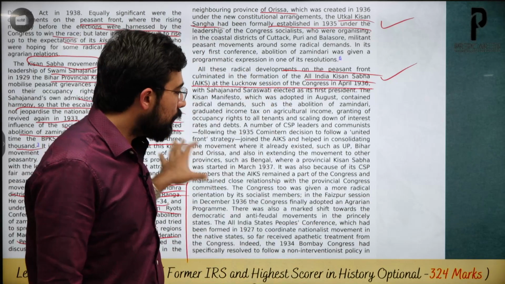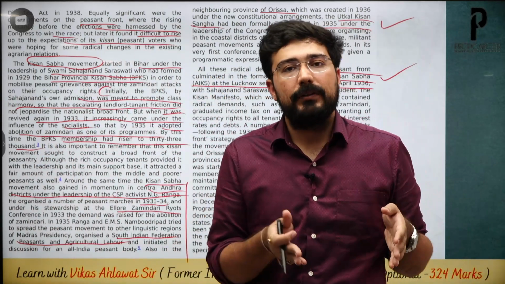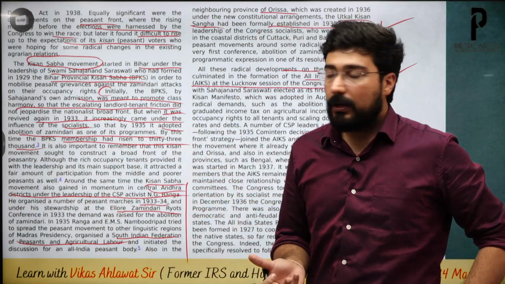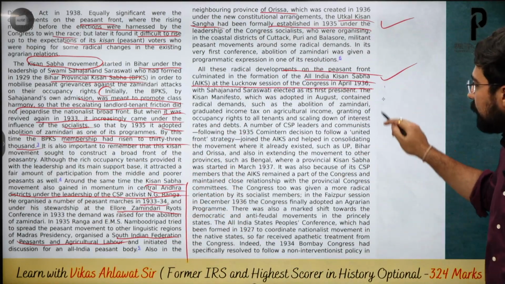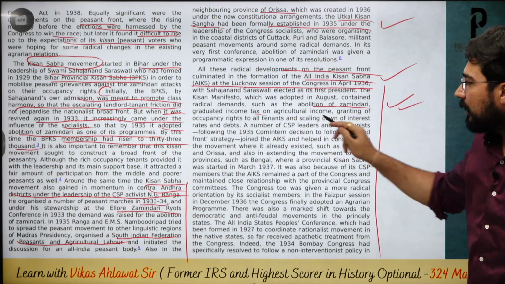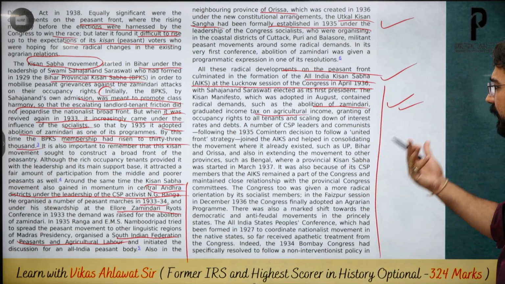So these whole 2 pages are focusing upon the peasant issue, how they are becoming part of Indian national politics. This is how it becomes important. Next, it specifically talks about what became the radical demands, like abolition of zamindari, reduction of income tax, granting of occupancy rights, etc.